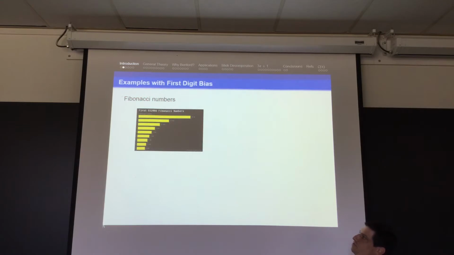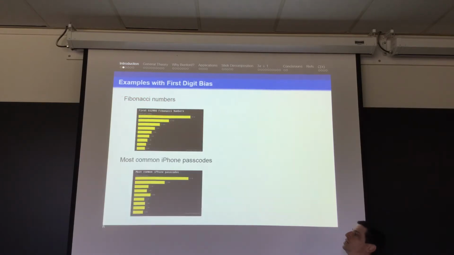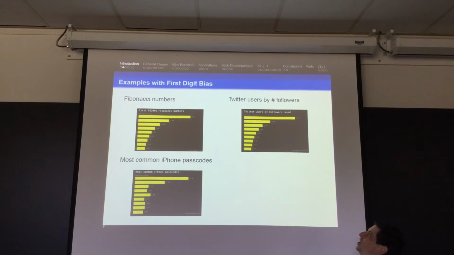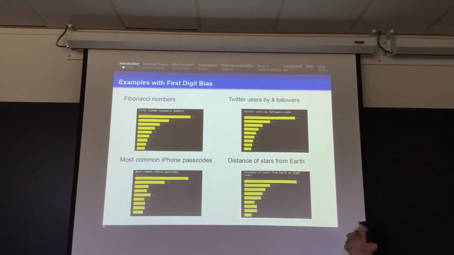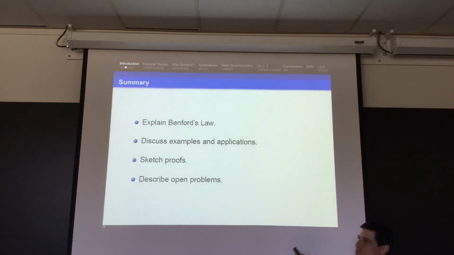So lots of different systems. Fibonacci numbers. Very easy to show Fibonacci numbers satisfy Benford's law. Most common iPhone passcodes, I would prefer not to mention where this data came from. Twitter users by number of followers and distances of stars from the Earth. So lots of different data sets in many different realms satisfy something like this. So the question is, why do we have such universality? I'm going to explain why this is happening, talk a little bit about applications, and discuss some open problems.